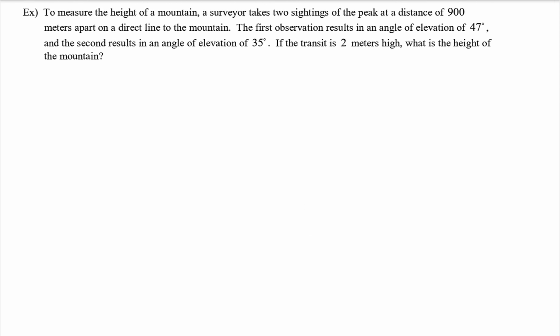Let's try a real-world application here. Let's see how this works. To measure the height of a mountain, a surveyor takes two sightings of the peak at a distance of 900 meters apart on a direct line to the mountain.